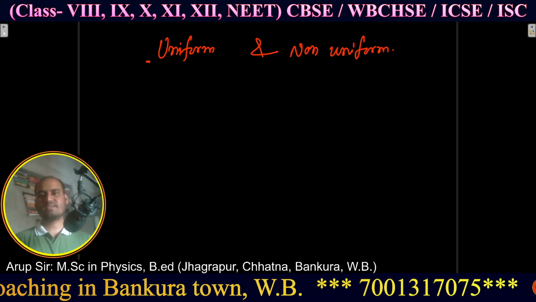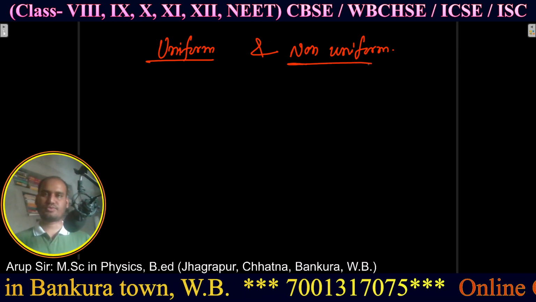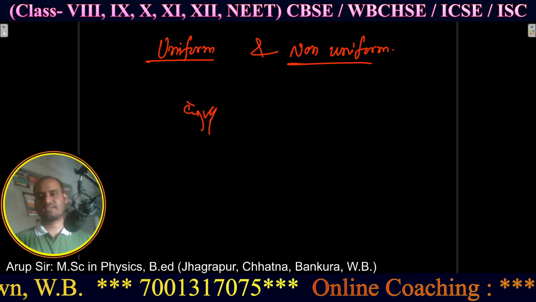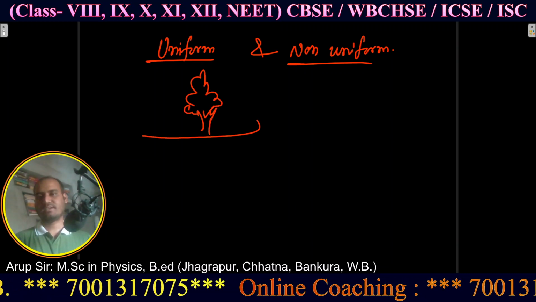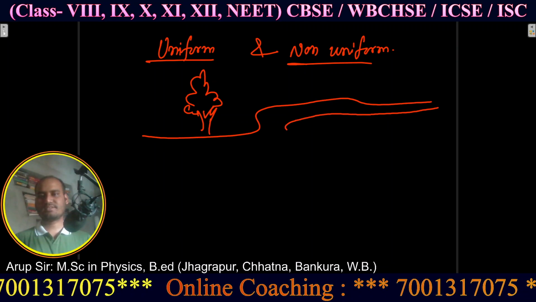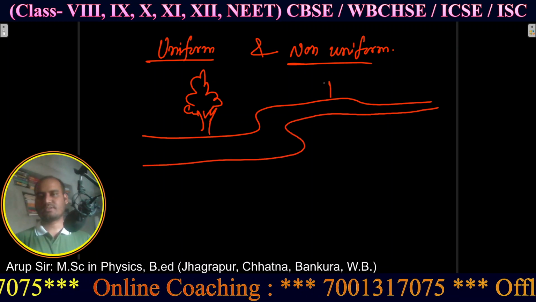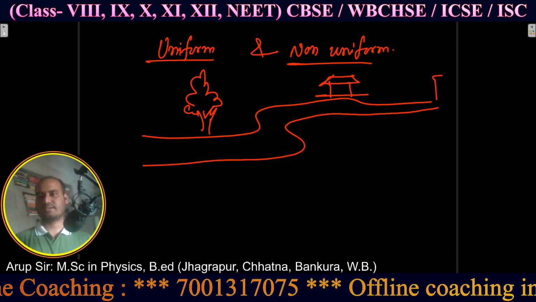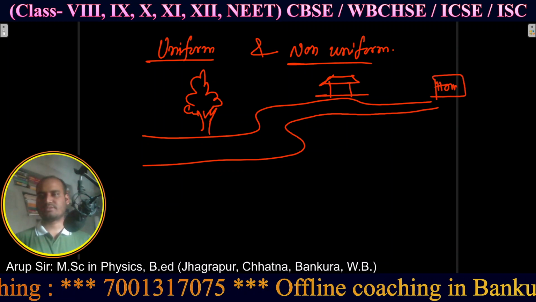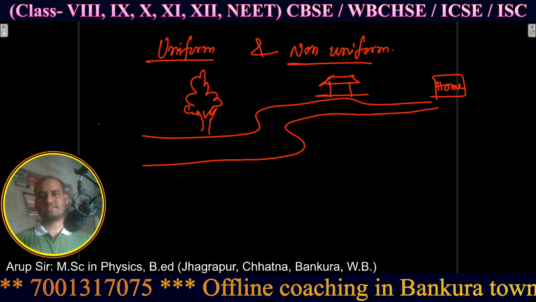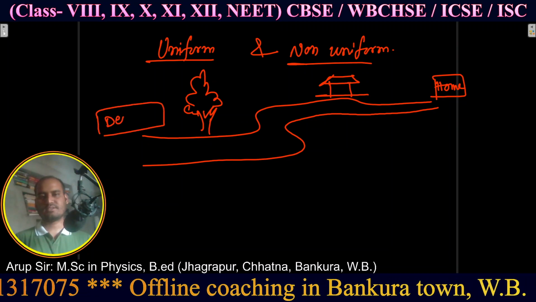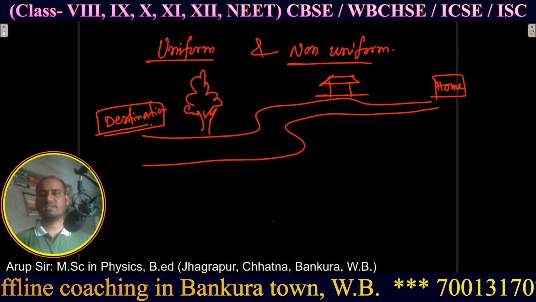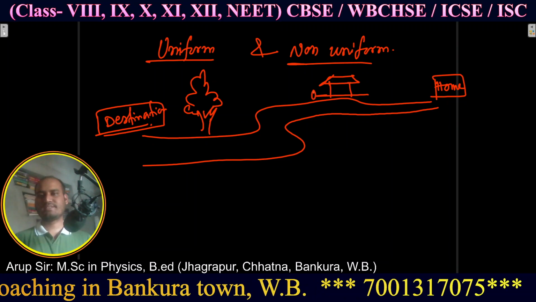So what is uniform motion? What is non-uniform motion? Let's suppose this is a tree. A path is there. This is a cottage. This is another. Let's suppose this is home, and this is the destination.